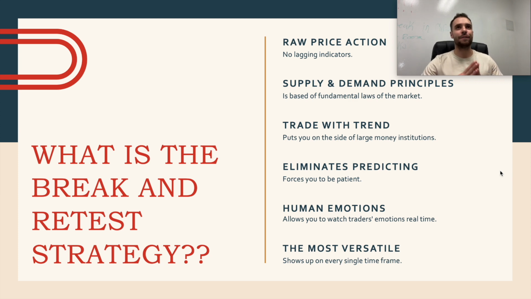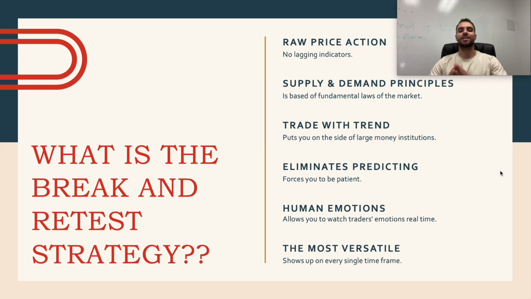I have felt myself converging towards this break and retest strategy for about the last 6 months. As I refine my strategy and I drop indicators which no longer help me, and I drop different strategies and different signals, I slowly find myself converging closer and closer to one strategy, and that's the break and retest strategy. Now, why do I love this strategy?